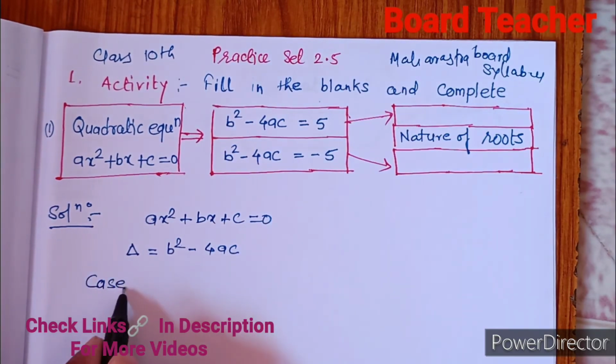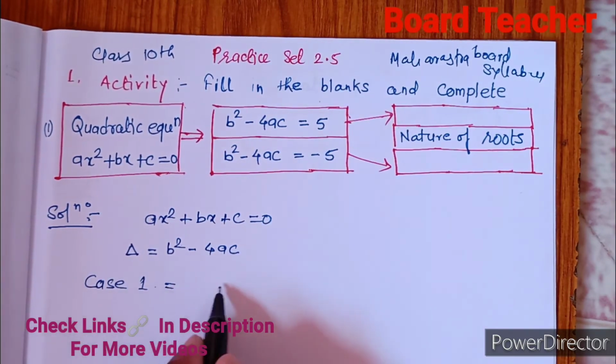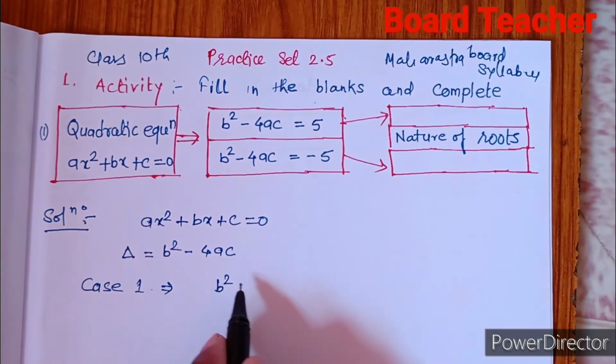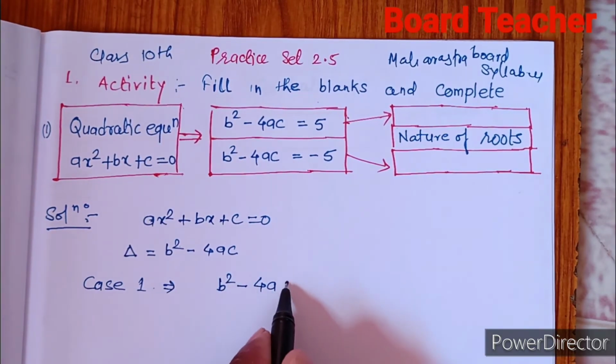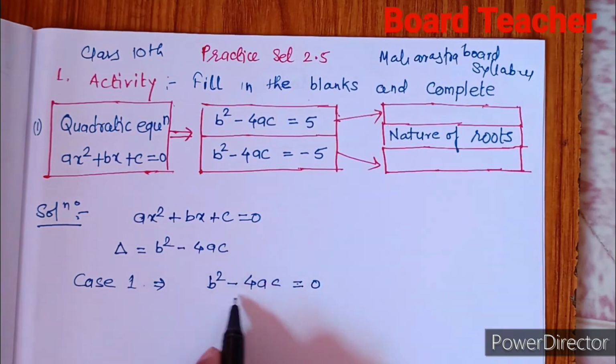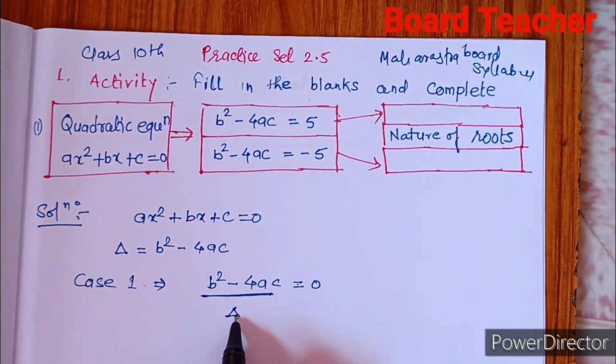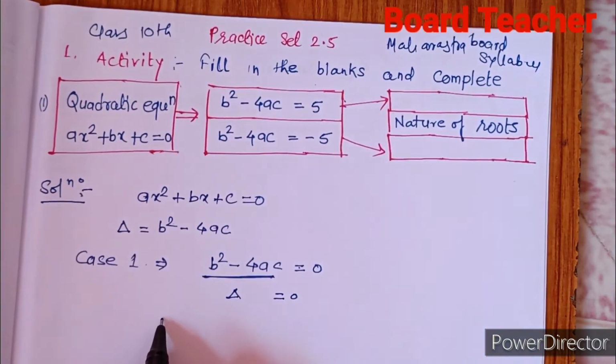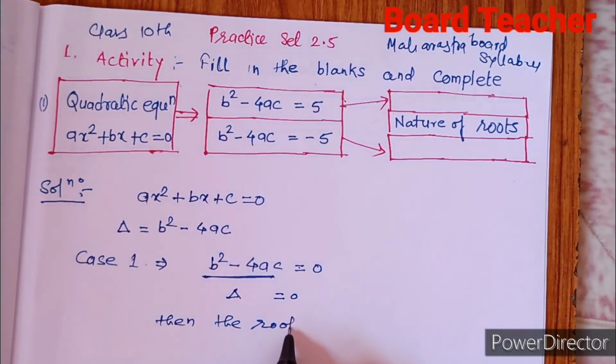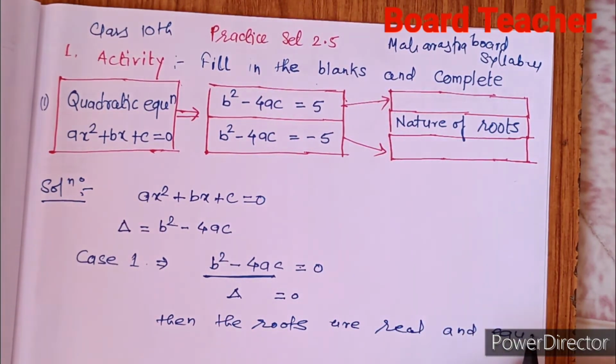Case 1: when the value of b square minus 4ac is equal to 0, it means the value of delta equals to 0, then the roots are real and equal.